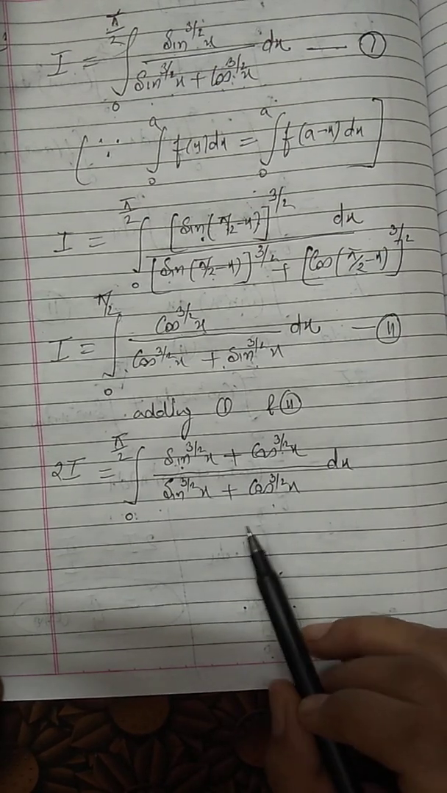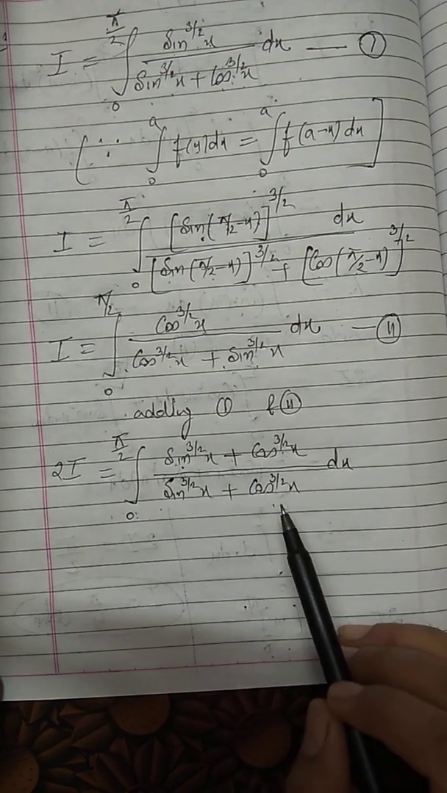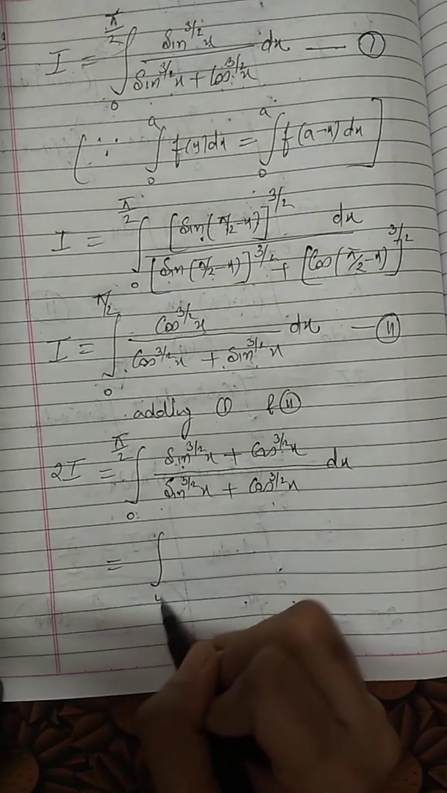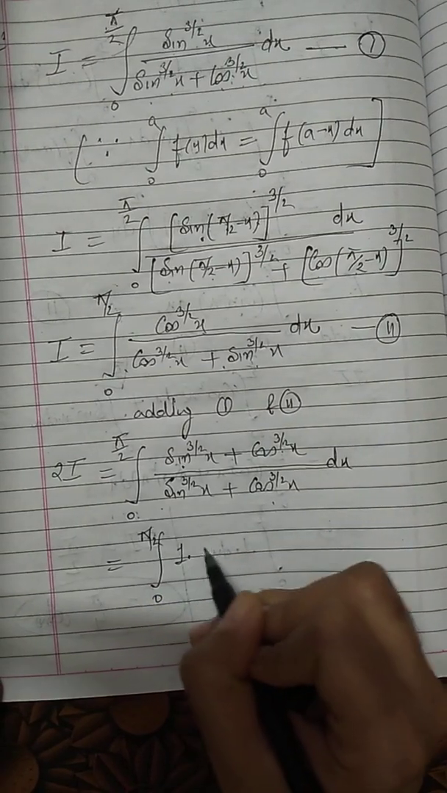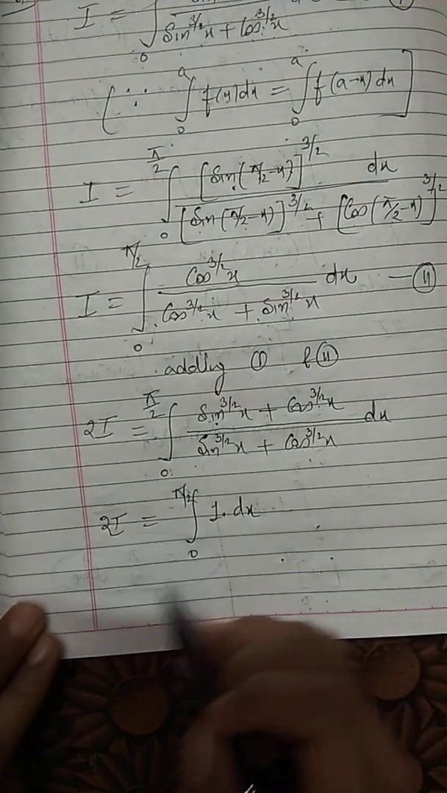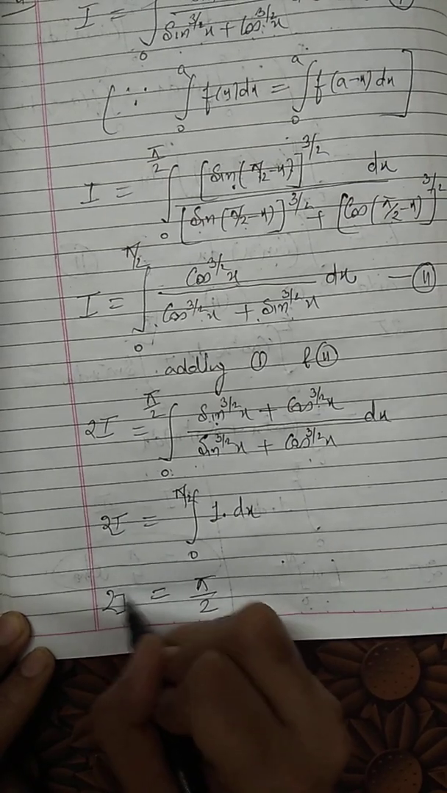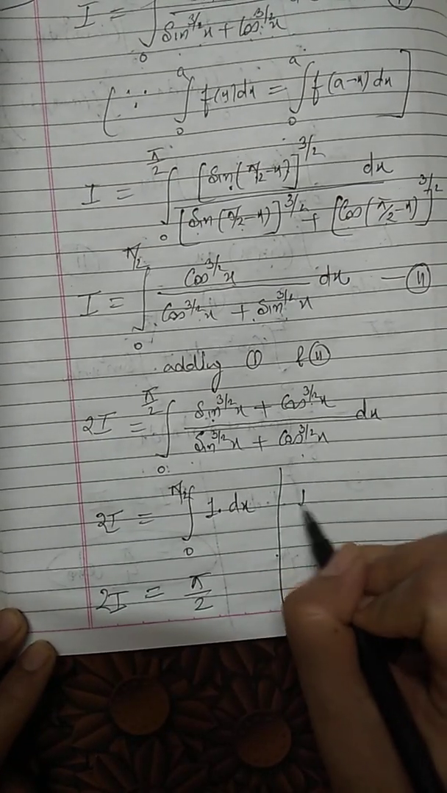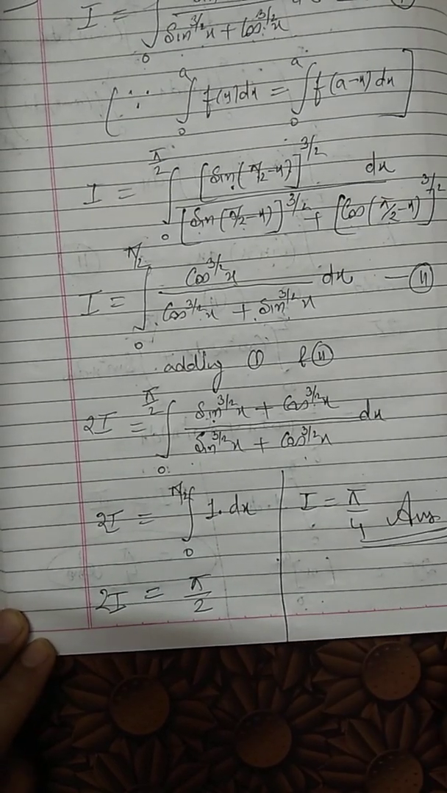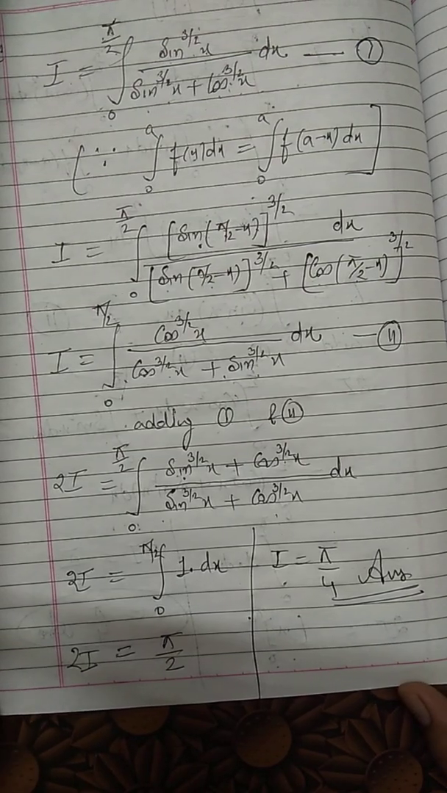In sum number 4, we will get cos raised to power 5 x plus sin raised to power 5 x upon cos raised to power 5 x plus sin raised to power 5 x. Then also it will become 1. And our integral is now the integral from 0 to pi by 2 of 1 dx. The left hand side is 2I only. When you do the integration and apply the limits, it becomes pi by 2, so 2I is pi by 2, and the value of I is pi by 4. So first sum, second sum, third sum, fourth sum, all have the same answer, pi by 4.